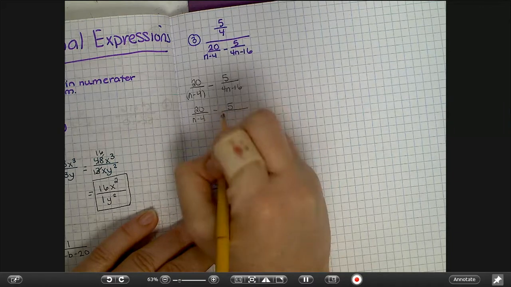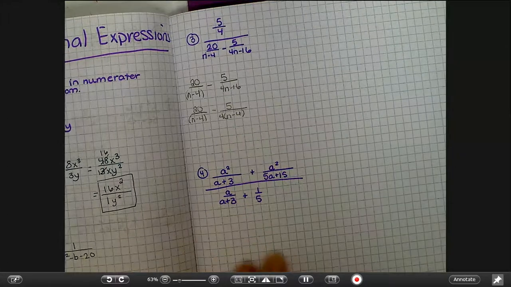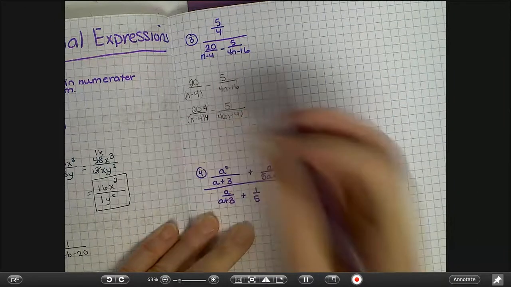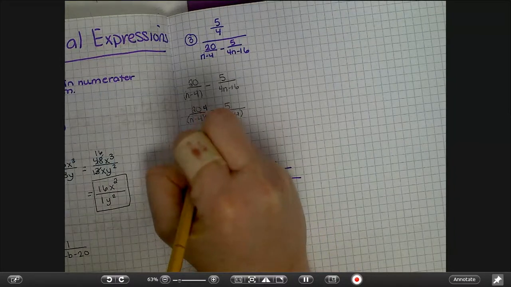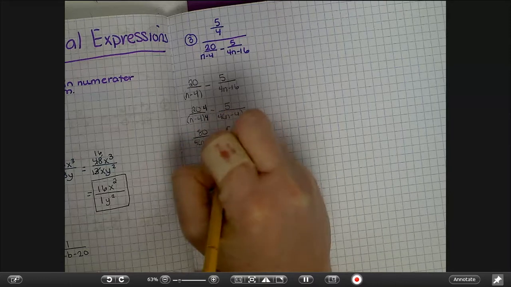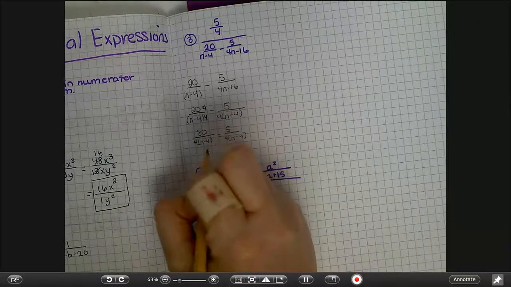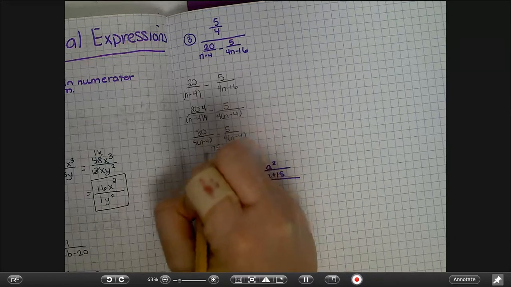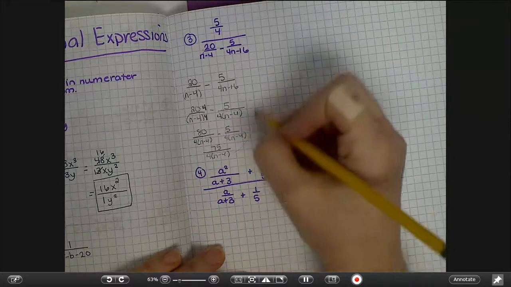We can pull out a GCF of 4, and we do almost have a common denominator, but we are going to need to account for this 4. So I'm going to multiply this, and remember, what you do to the numerator, you do to the denominator. So we have 80 over 4 times n minus 4. I used the commutative property there. 5 minus 4 times n minus 4. We have a common denominator, so we're going to subtract. That would be 75 over 4 times n minus 4. So I'm going to put that now up here.